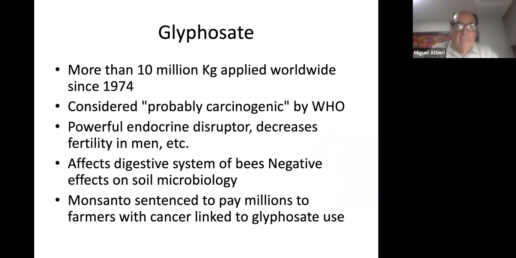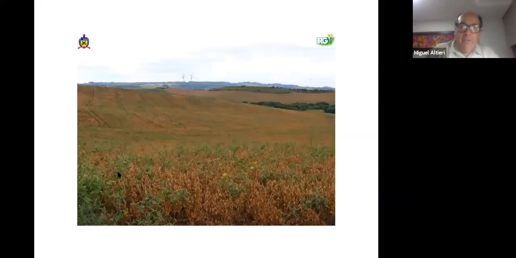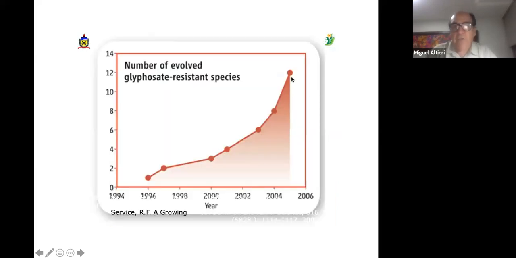And Monsanto, well now Bayer, has been sentenced to pay millions of dollars to farmers with cancer linked to glyphosate use. And in Brazil and Argentina, and also in the United States, there is already development of weeds that are resistant to glyphosate. So all the brown here is soybean, the rest, the green, is weeds that are resistant to glyphosate. There are more than 12 species in South America that are resistant to glyphosate already.